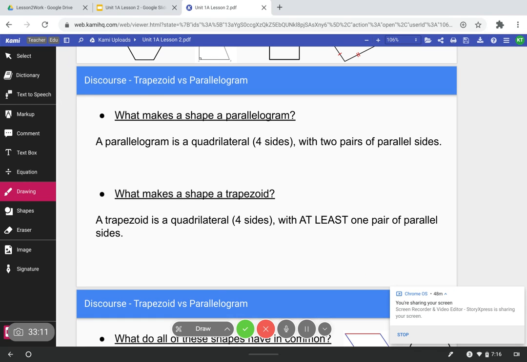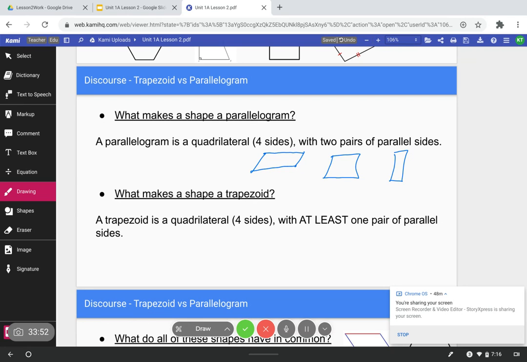What makes a shape a parallelogram? A parallelogram is a quadrilateral. It has 4 sides, and it has 2 pairs of parallel sides. That is your basic parallelogram. You could be a square, a rectangle. I'm sorry, I wish I drew better. But as long as it has 2 pairs of parallel sides, where opposite sides are congruent in length and opposite sides are parallel, it is a parallelogram.